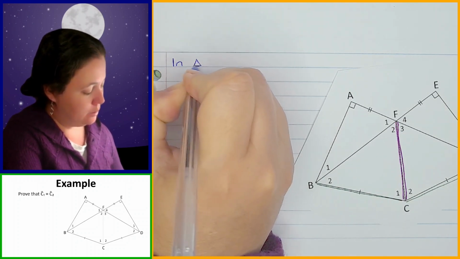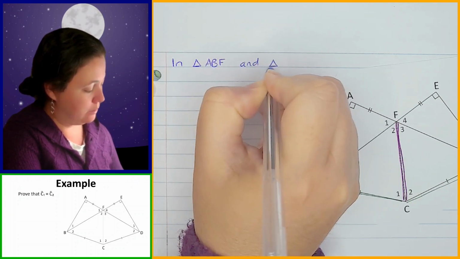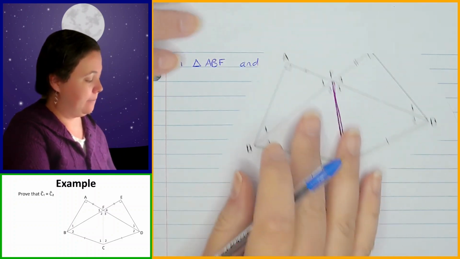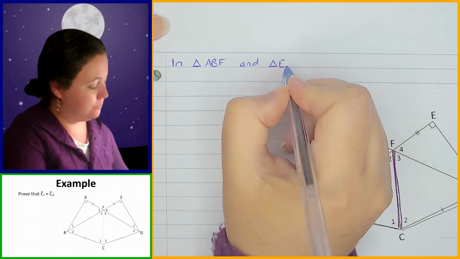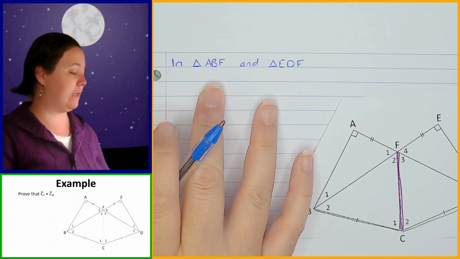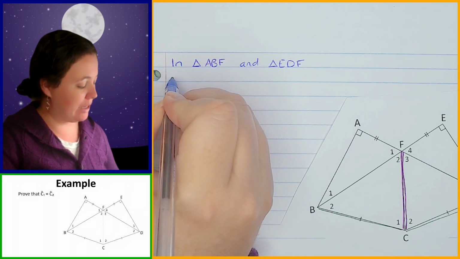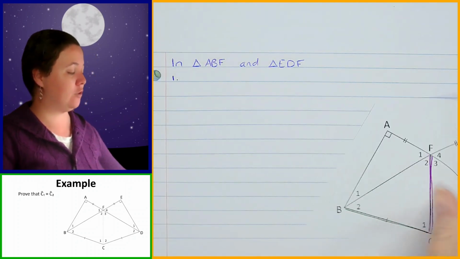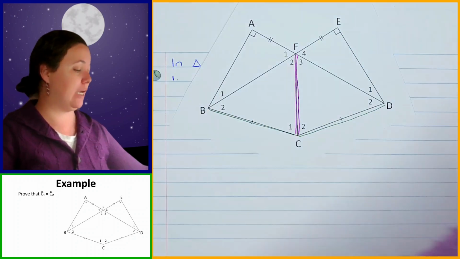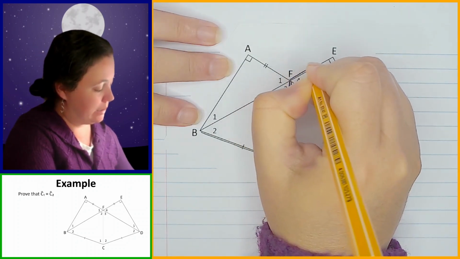So I say in triangle ABF and triangles over here, A matches E, so E goes first, E, then B matches D, and then F. Okay, so I start off by saying in triangle ABF and triangle EDF. Now I'm going to have three reasons. My first one, first of all, let's go and have a look at what we do already know about these two triangles. So I know that these two sides are equal because they told me that.